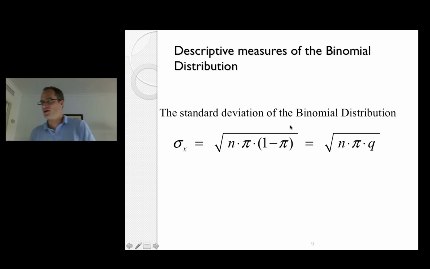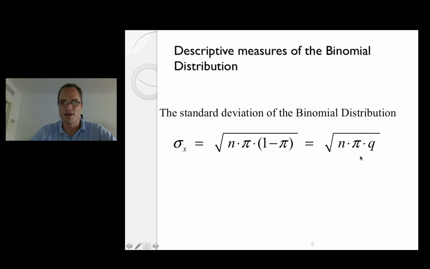Moving on to the second measure, the second way we describe this binomial distribution is the standard deviation. This is the measure of variability. And remember, we have shape, center, and spread in no particular order here. And so the standard deviation of x, where x is the number of successes, is simply the square root of n times pi times 1 minus pi, which can be rewritten as the square root of n times pi times q. And so this is the formula. It's very simple to use.